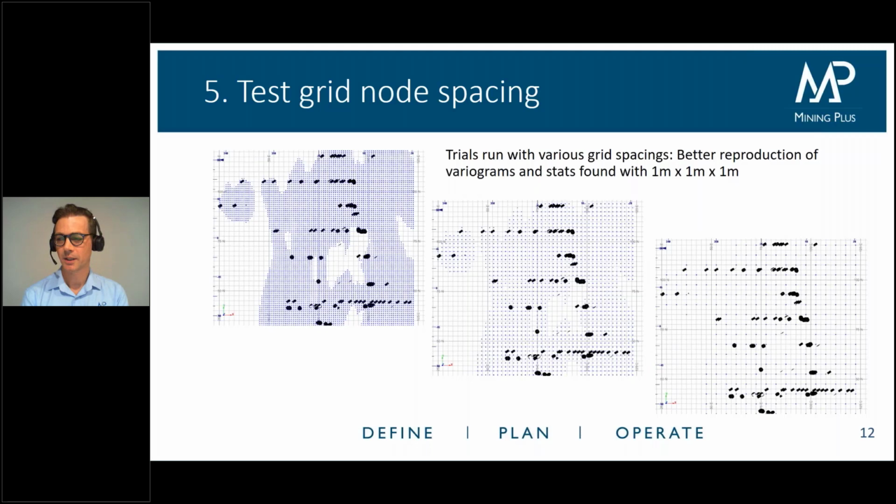However, looking back on it now, I would have tried harder to use a bigger grid spacing because the files that we produced were enormous. So we're still working out a process to try and optimize that. If you have a smaller grid spacing, you get better reproduction of variograms and stats, but if you have a bigger one, then the processing is much faster. So we're working on that at the moment, how to find that sweet spot.